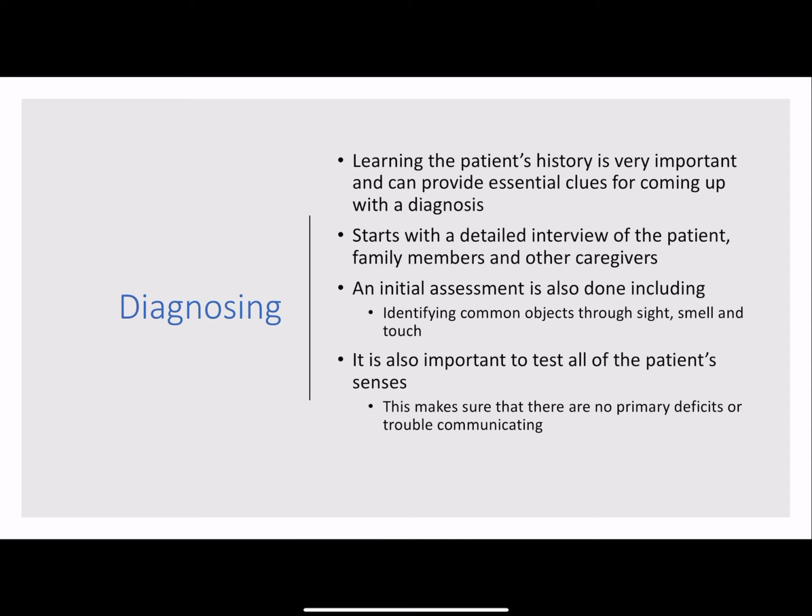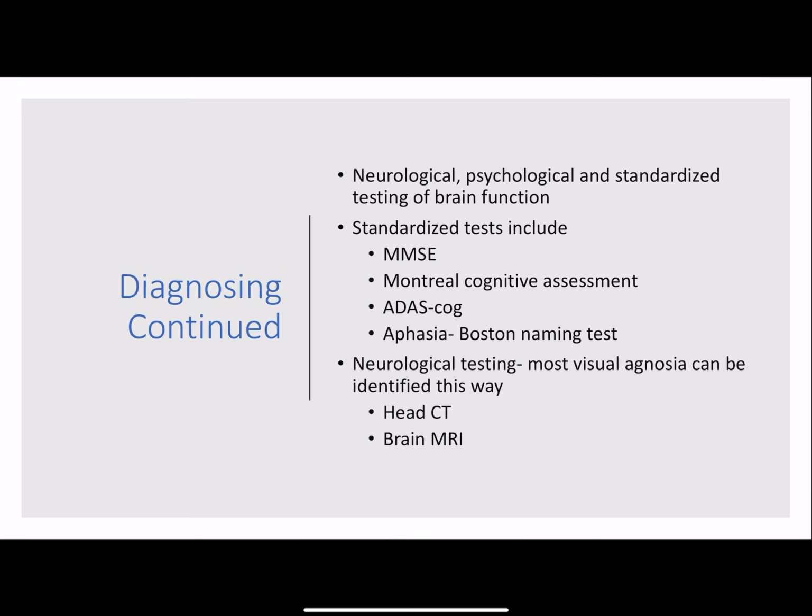And it's also important to test all of the patient's senses to make sure there are no primary deficits or trouble communicating. And this also helps to make sure that any other abnormality cannot be explained any other way, such as an unfamiliarity with stimulus, poor instructions, or an overlooked disease such as neuropathy or cataracts. So then to continue, neurological, psychological, and standardized testing of brain function is the next step.